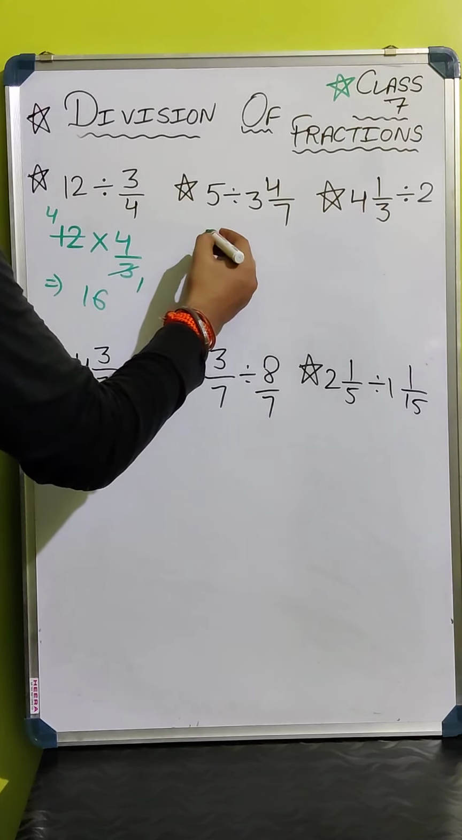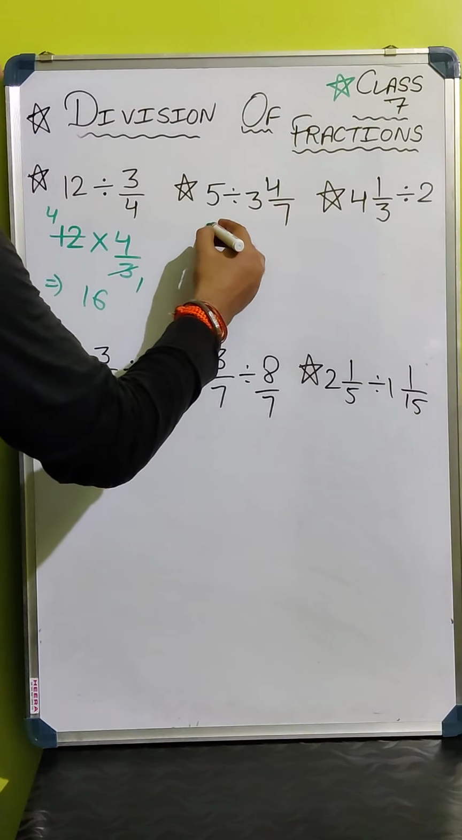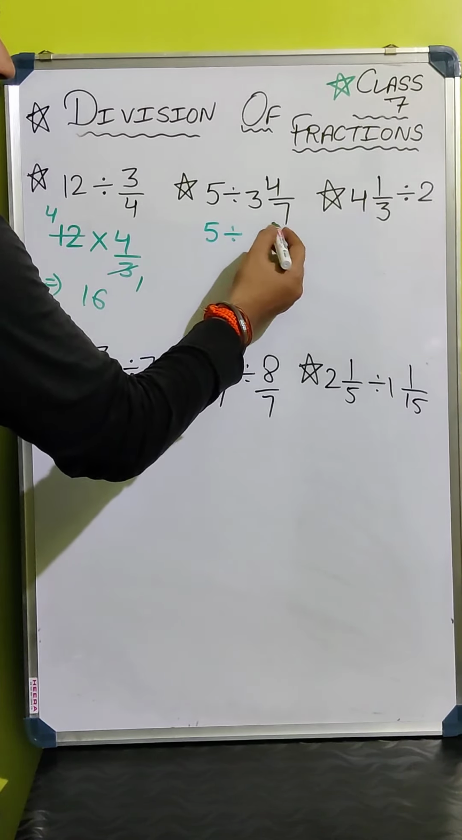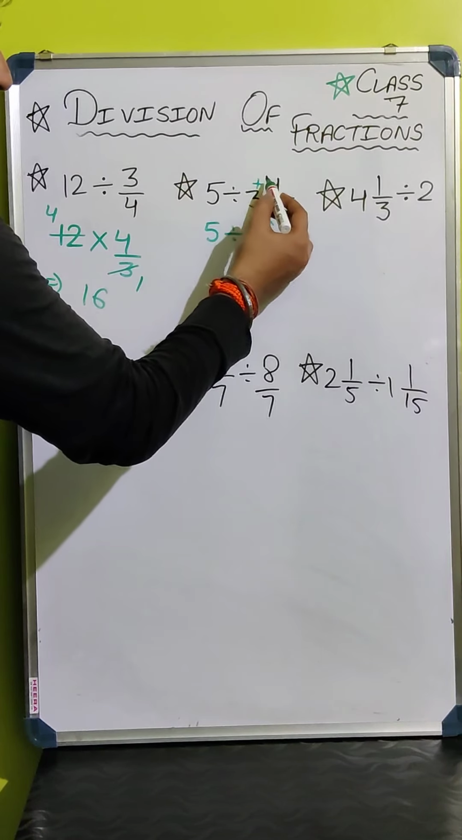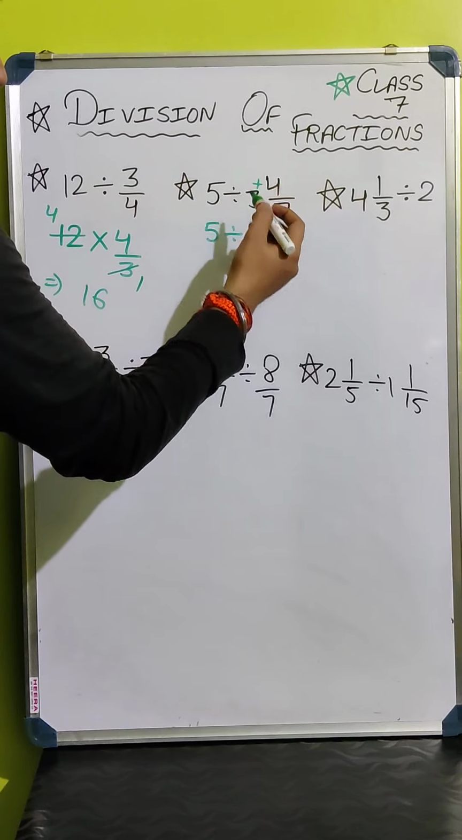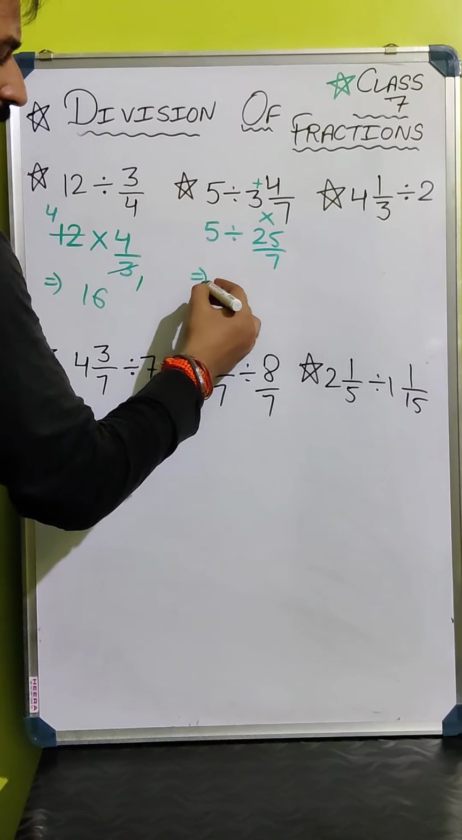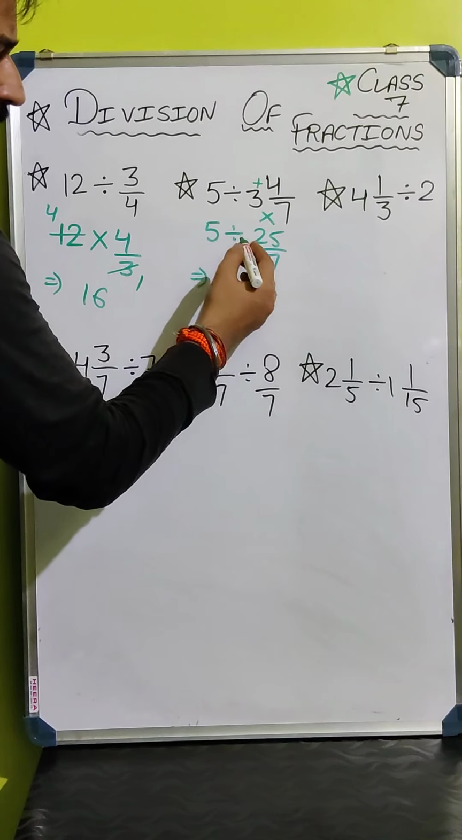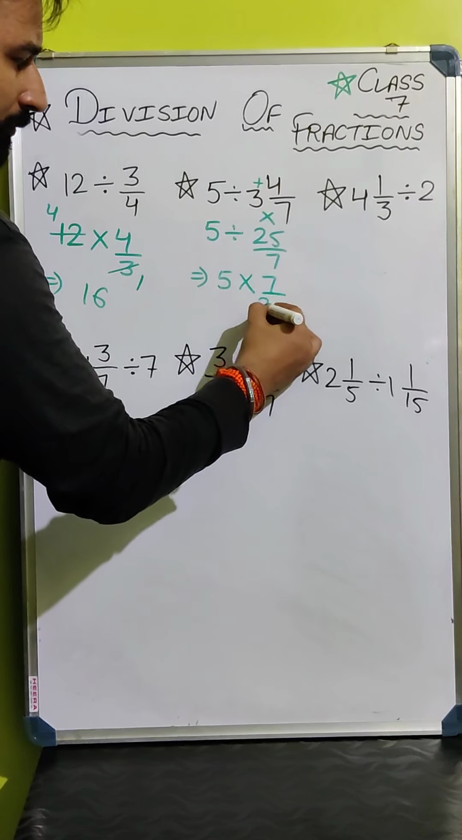First of all you will convert this mixed number into a simple fraction, then divide by 5. First you multiply: 7 3s are 21, then you add 4, so 25 by 7. Then divided by 5, you convert the division sign into multiplication, so it will be 1 by 5.